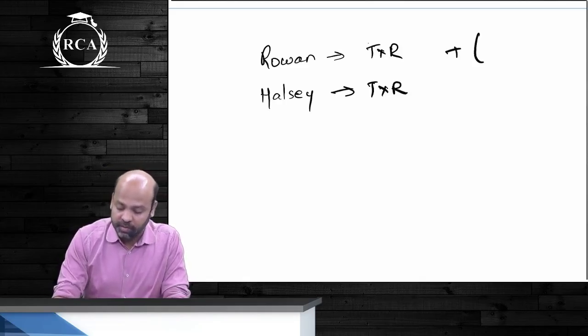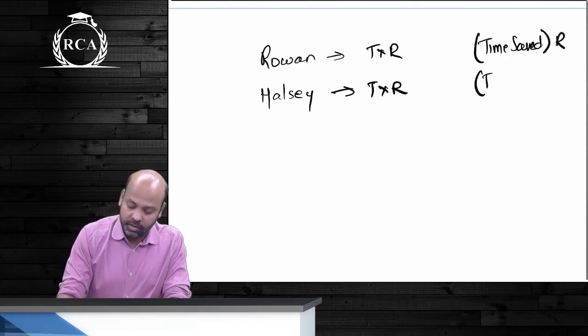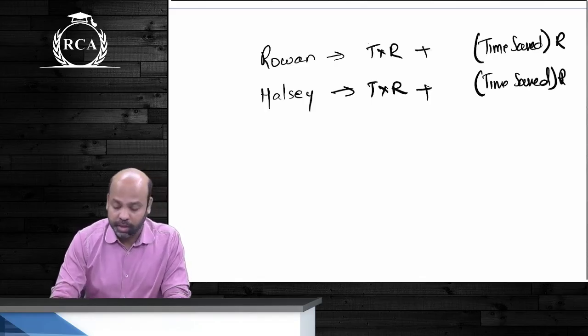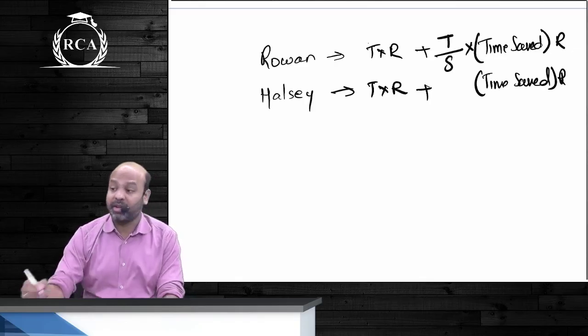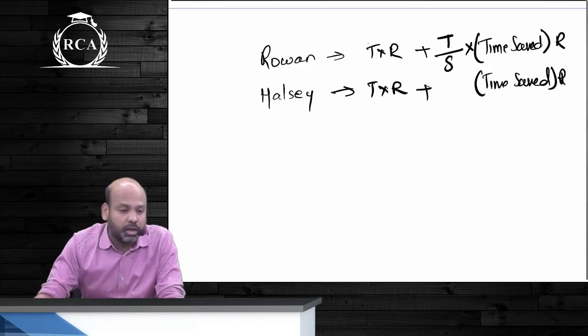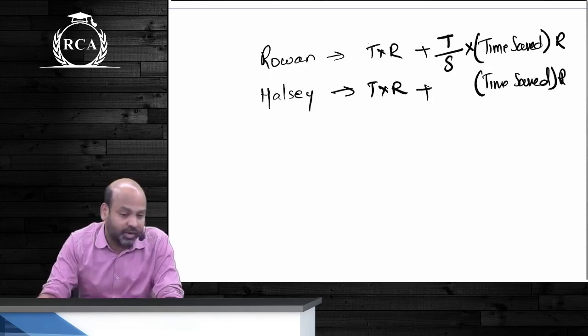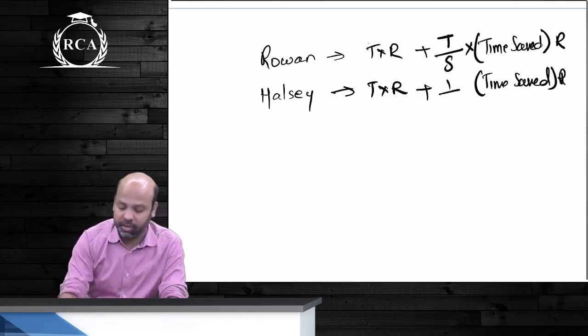There will be some proportion of wages, as I told you beta, on the basis of how much time you are saving for the organization. Rowan says that the proportion will be time taken to time allowed. 7 by 12. You've taken 7 hours, you were supposed to take 12. So the proportion of wages beta will be 7 by 12. Halsey says 50% flat.